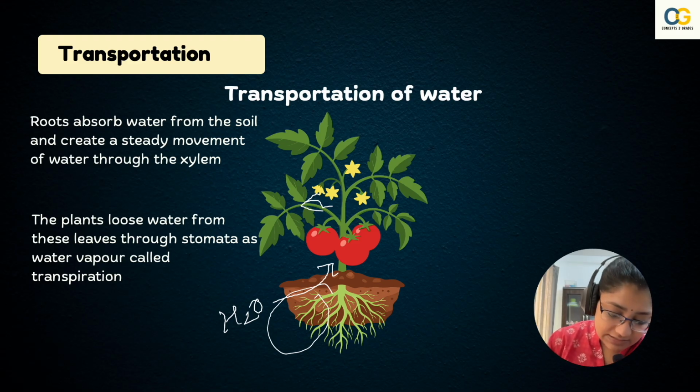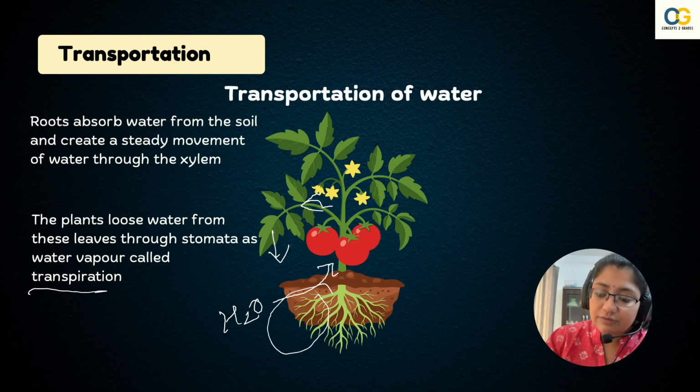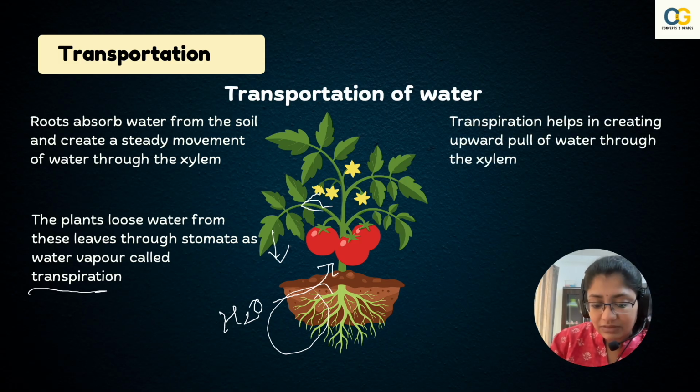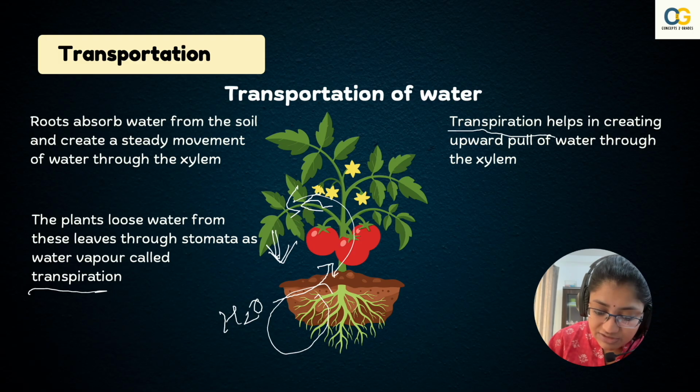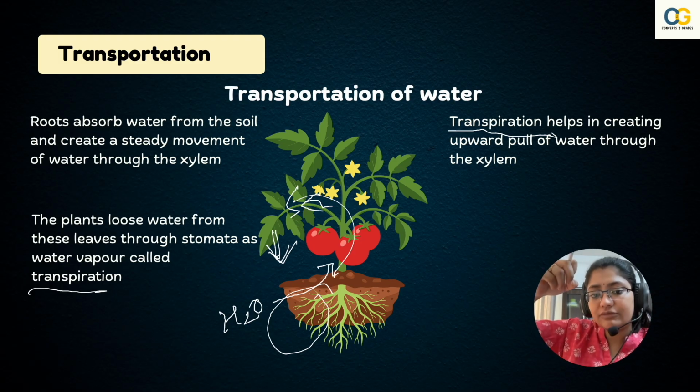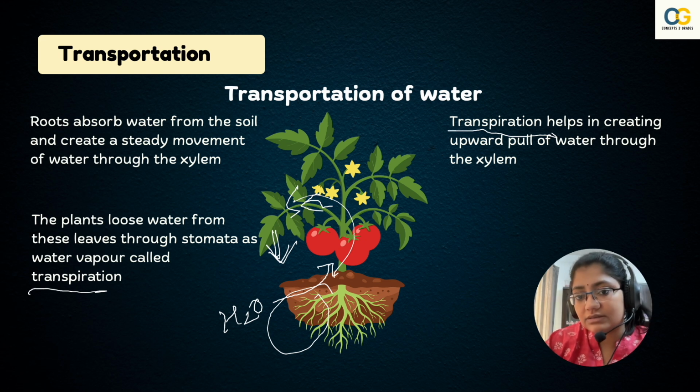So what plants do is, they lose water through their leaves, through stomata, in the form of water vapor, and this is called transpiration. When they lose water from there, that outwardness of water creates a pull for water to go back and replace the water that is lost. So the transpiration helps in creating an upward pull through the xylem vessel for the transport of water. This is how plants transport water in their system.